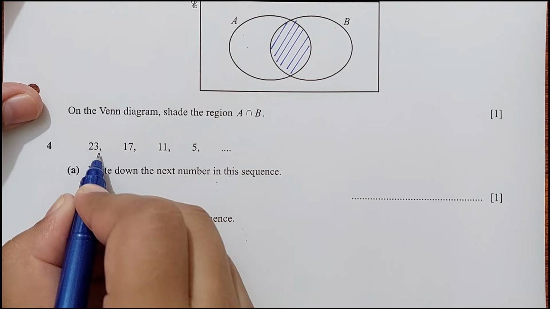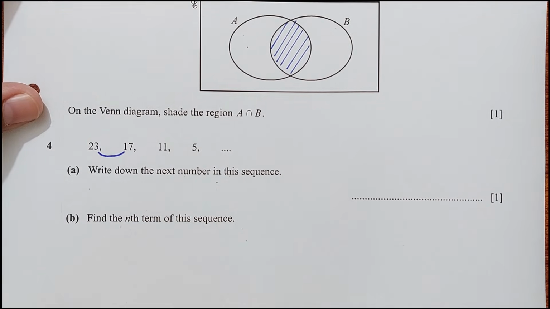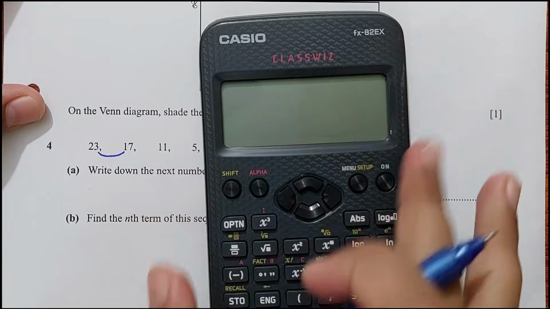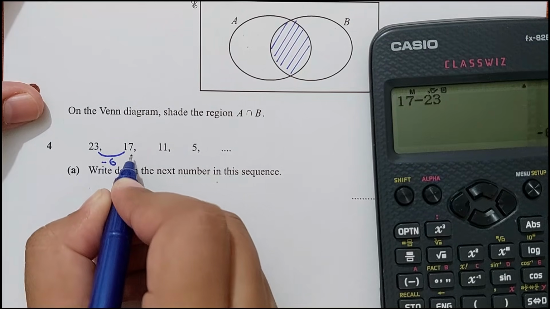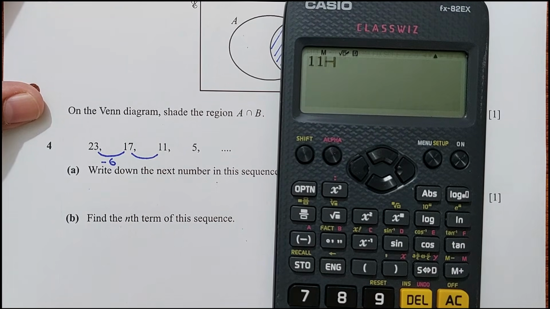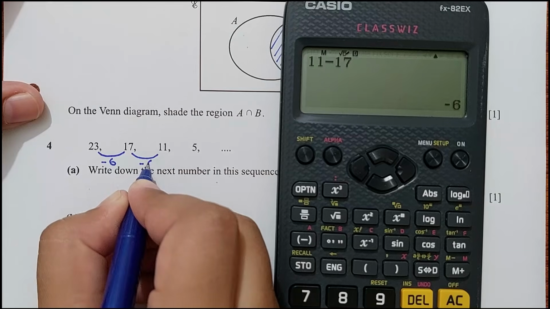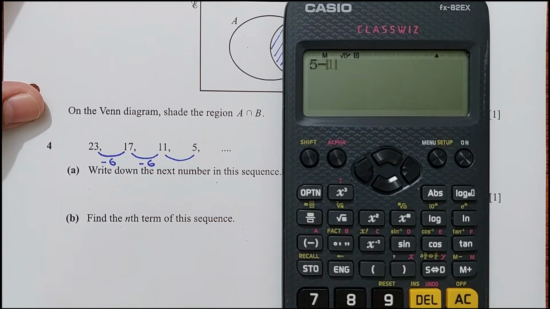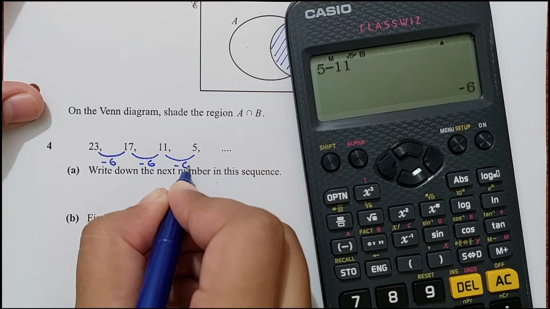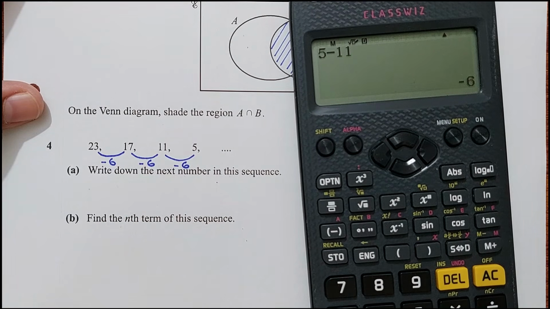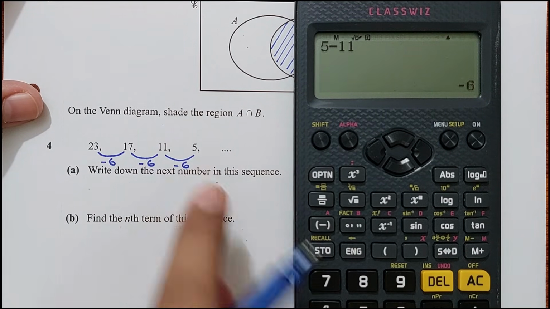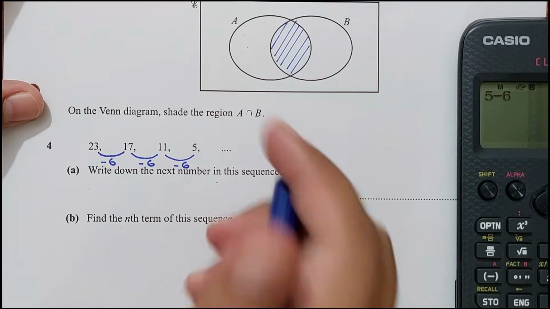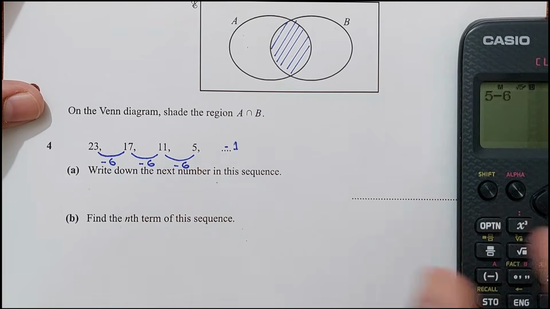First, let me find the difference between the terms 23 and 17. So that is 17 take away 23, so subtract 6. 17 and 11, 11 minus 17 is -6. 11 and 5, 5 minus 11 is -6. So the difference is constant, right? To get the next term, we have to subtract 6 each time. So 5 take away 6 gives the next term of the sequence, which is -1.